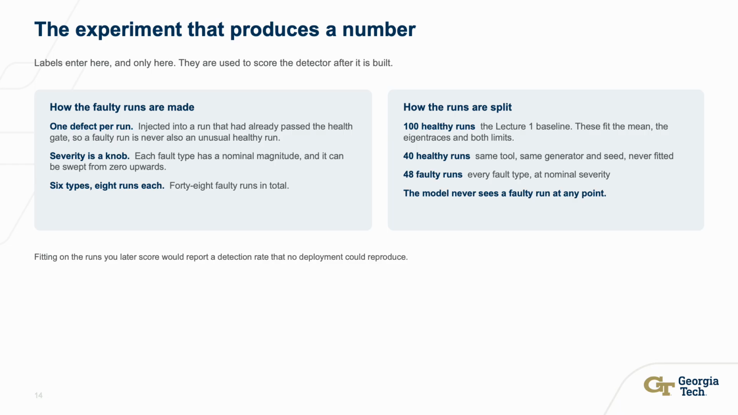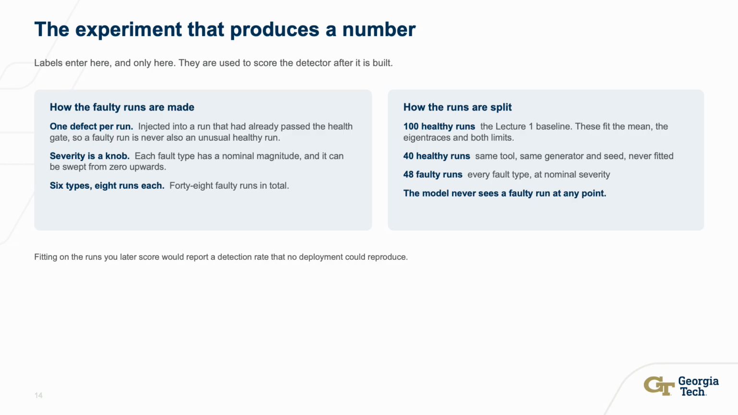Why be this careful? If you fit on the runs you later score, the model has partly memorized them and you get a detection rate that no deployment will ever reproduce. This is the single most common way published anomaly detection results turn out to be optimistic, and it is easy to do by accident. One more design decision embedded in the split, which is easy to overlook.